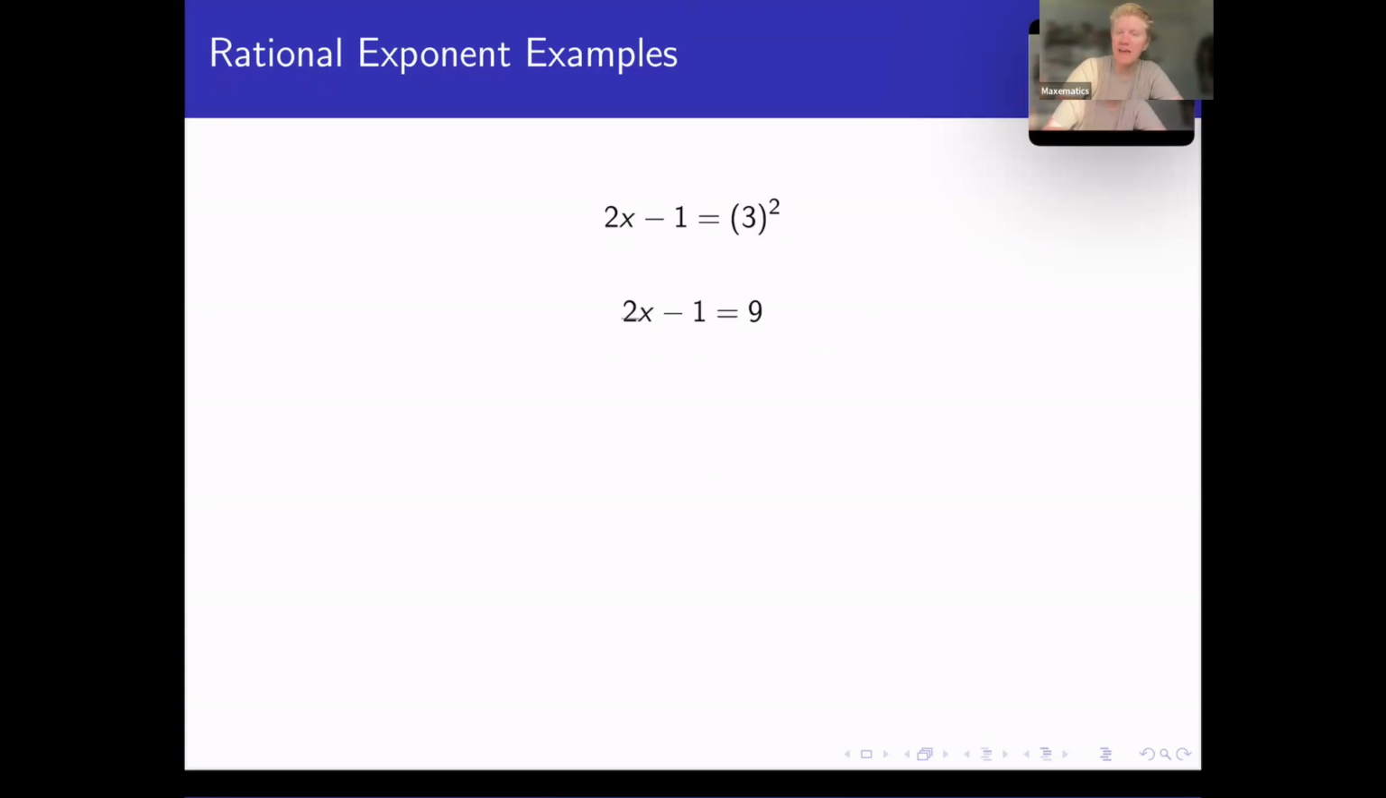Oh, but don't forget, the thing that had the rational exponent wasn't just x, and that's okay. So 2x minus 1 equals 9. You know how to add 1 to both sides. You know how to divide both sides by 2, and you get x equals 5.